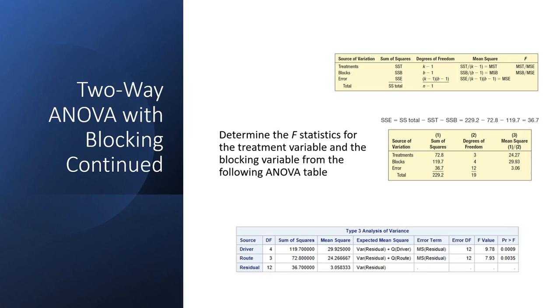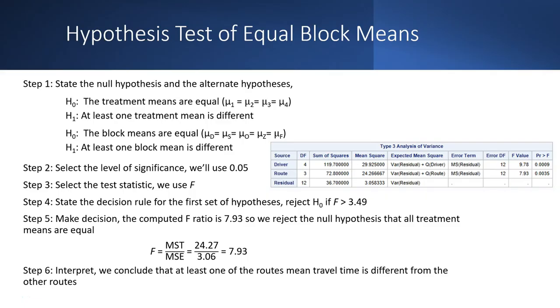But if we want to give the blocks the same status as the treatment, we can do that for our hypothesis testing. And so once again, we're going to use the values in the table to look at our next set of hypothesis tests. So here in this example, we're concerned about the difference in the travel time for our drivers. So we conduct a test of hypothesis of equal block means.